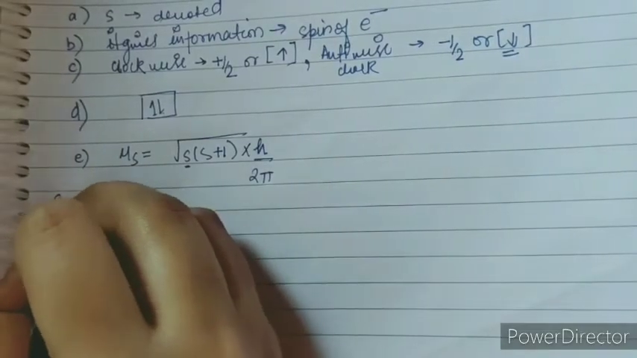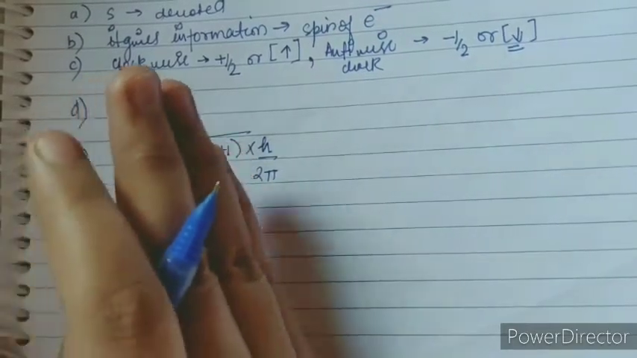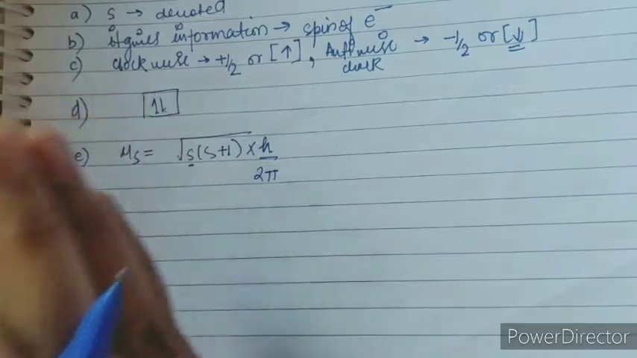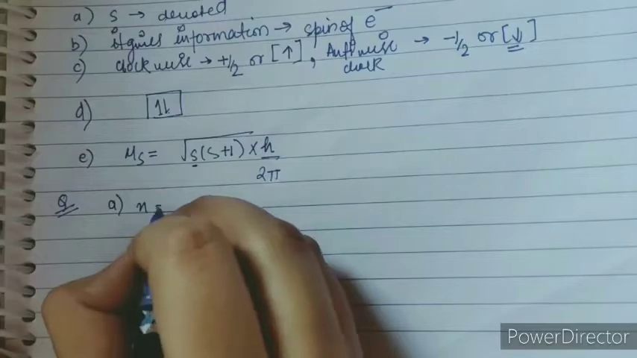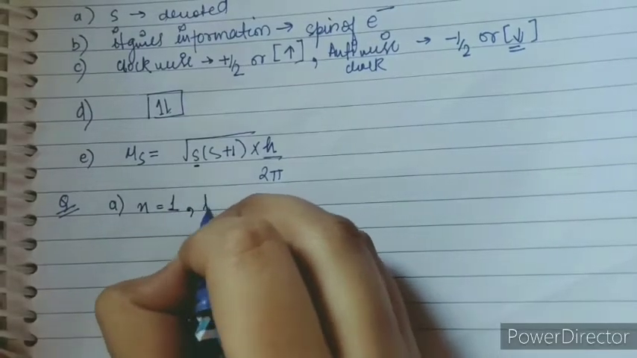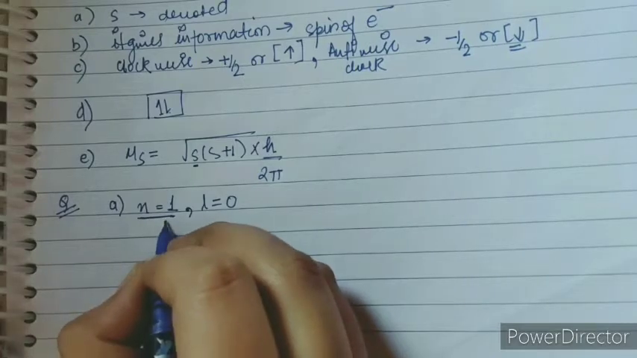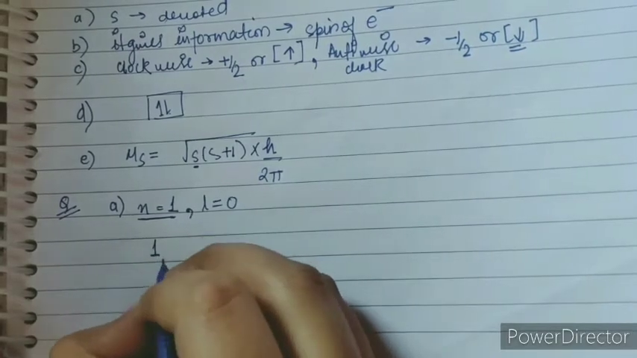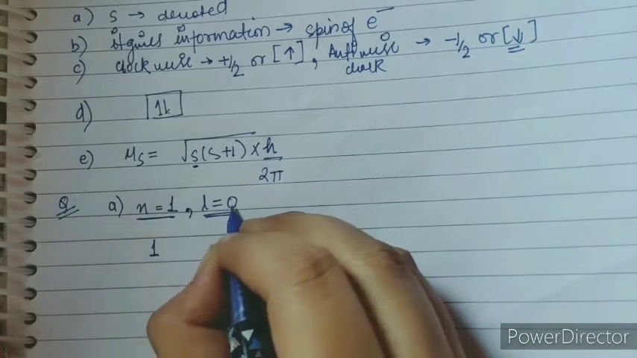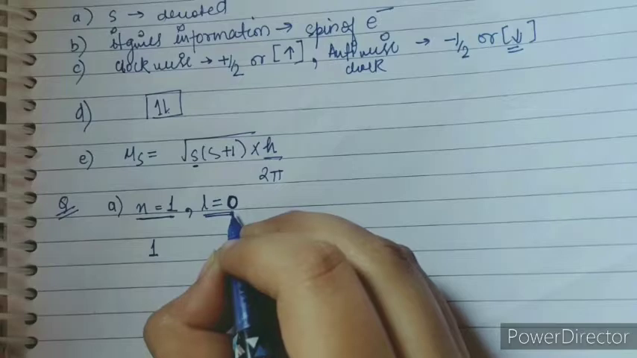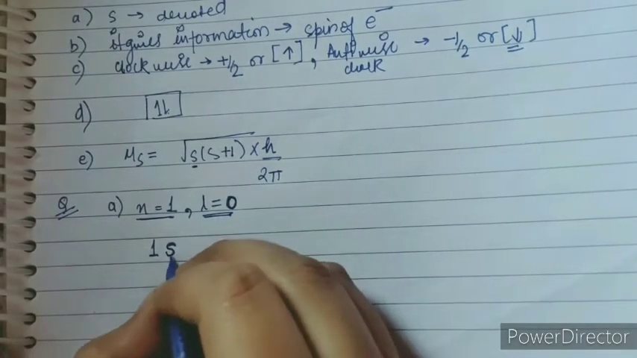Now we have one question: using spd notations, describe the orbitals of the following quantum numbers. The first one is n equals 1 and l equals 0. So n is the principal quantum number, which equals 1, so we will write 1. For l equals 0, the subshell is written as small s.